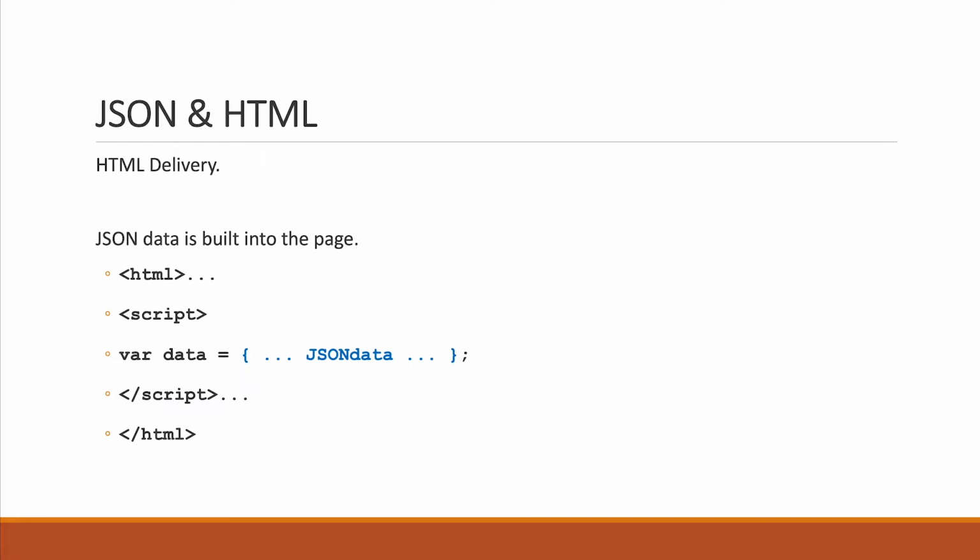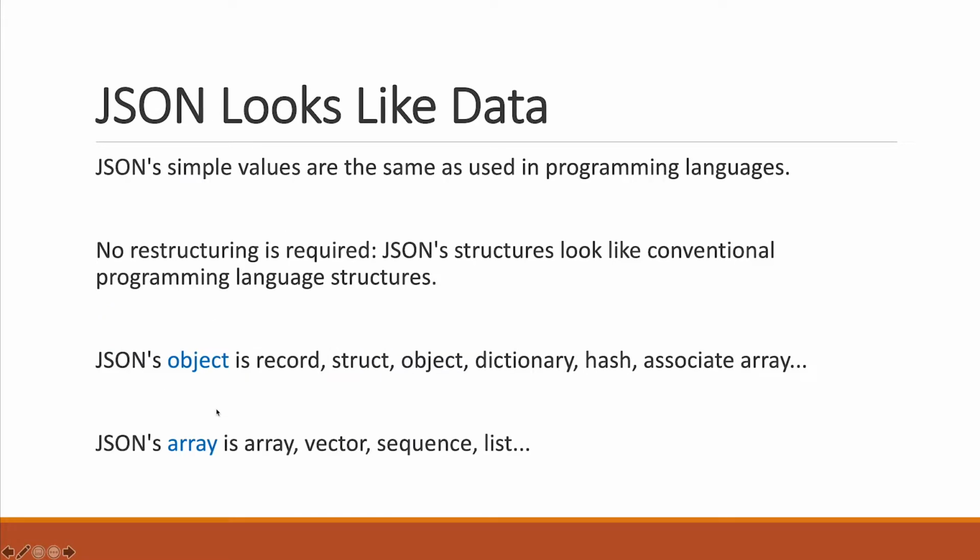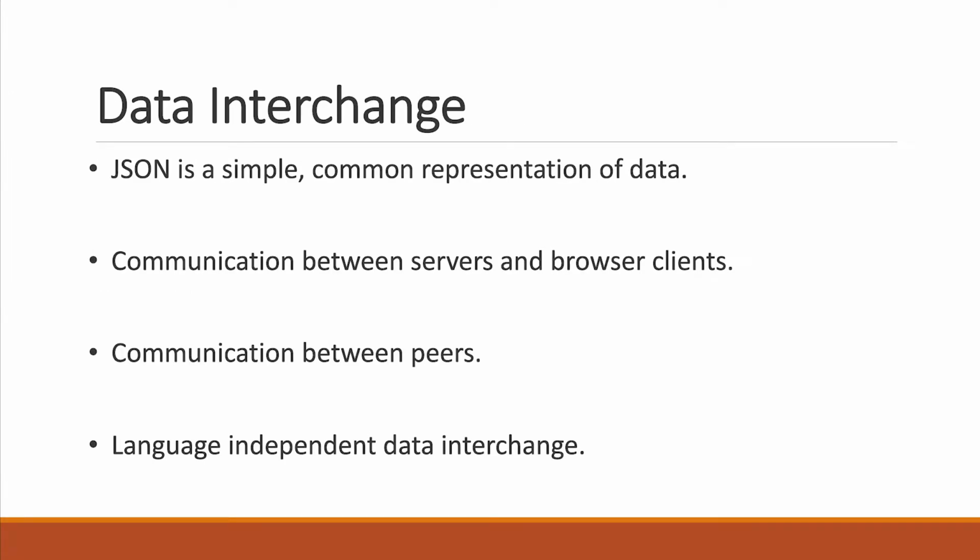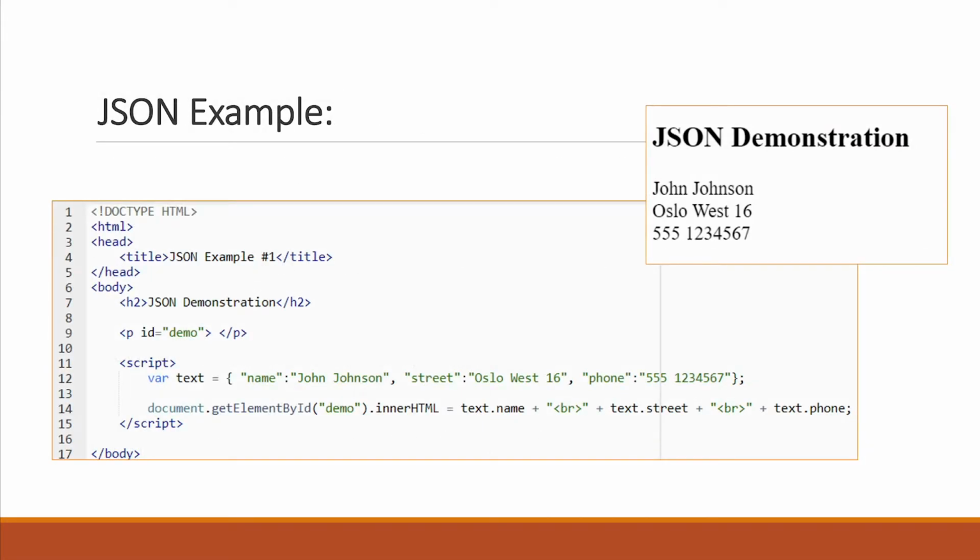So JSON data is built into the page as variable data, and we can define the JSON data in the page. JSON looks like data because it contains simple values, so it's very simple and it represents the data itself. It is used for communicating between servers and clients. So this is the example. As you can see, it uses similar syntax to JavaScript, but it is pretty self-explanatory. In this data, we have, for example, name, and then we have street or the address, and the phone number.